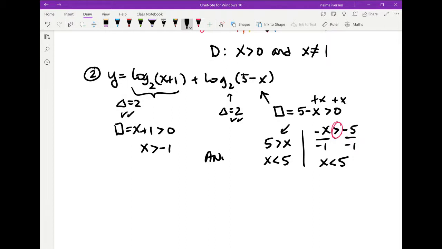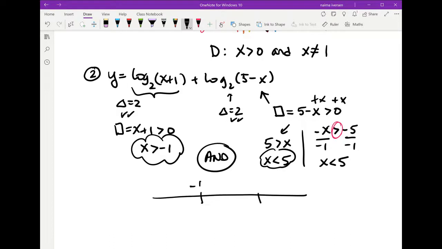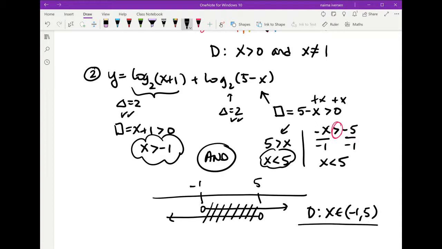This is, again, an AND situation. So you've got to get this one and this one. Look at it on the number line. There's your negative 1. There's your 5. x is greater than negative 1. x is less than 5. The AND situation is in between. And my domain is going to be everything between negative 1 and 5.